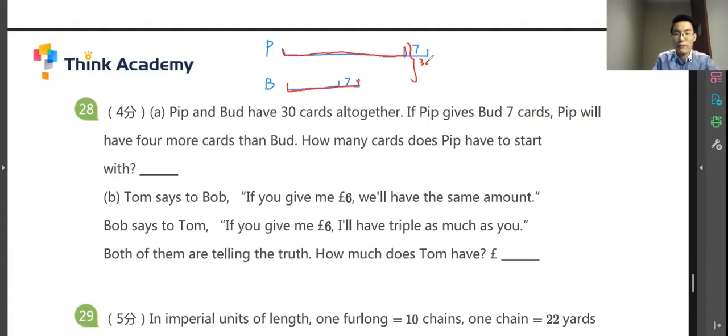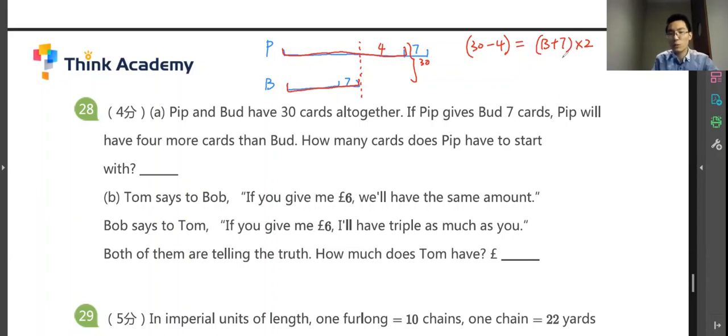And we know that they have altogether 30 cards. And even after this, okay, it's not drawn to scale, Pip still has 4 more cards than Bud. Okay, so that means if we take away 4 from 30, that will be 2 times this red line over here, right? And this red line over here is the original number of cards Bud has plus 7. So B plus 7 times 2.